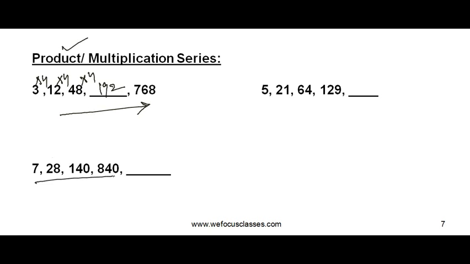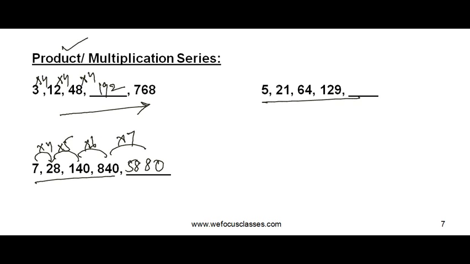Now go to the next problem. From 7 you will be getting 28, that is multiplied by 4. For 28 you multiply by 5, you will be getting 140. For 140 you multiply by 6, you will be getting 840. And 840 you multiply by 7, you will be getting the next number. 0, 28, 7 8s are 56, so you will be getting the answer as 5880. Now go to the next problem.